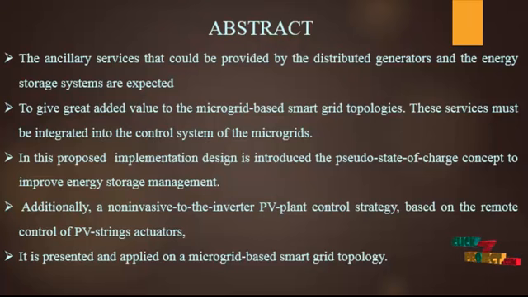These services must be integrated into the control system of the microgrids. In this proposed implementation, the pseudo state of charge concept is introduced to improve energy storage management. Additionally, a non-invasive to the inverter PV plant control strategy based on the remote control of PV strings actuators is presented and applied on a microgrid based smart grid topology.